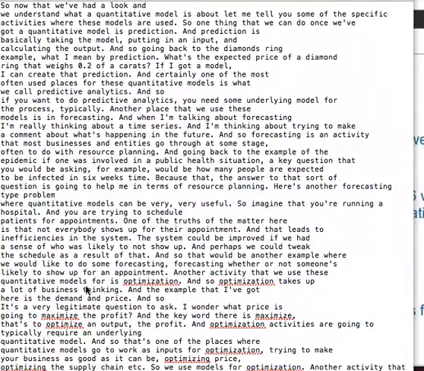Another activity that we use these quantitative models for is optimization, and optimization takes up a lot of business thinking. The example that I have here is demand and price. It's a very legitimate question to ask: I wonder what price is going to maximize the profit, and the keyword there is maximize. That's to optimize an output, the profit. Optimization activities are going to typically require an underlying quantitative model, and so that's one of the places where quantitative models go to work as inputs to optimization, trying to make your business as good as it can be, optimizing price.